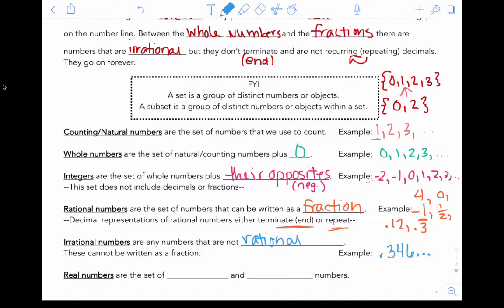And so all of these are real numbers. And real numbers are the set of rational and irrational numbers. So within this real number system, every single number is either going to be rational or irrational. It can either be written as a fraction or not as a fraction. There's no other options.